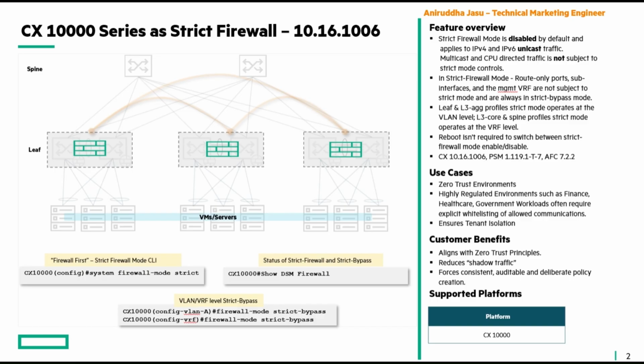To enable bypassing, that means if for certain VLANs you do not want certain traffic to be strict firewalled, you can choose that by going under the VLAN context and entering firewall mode strict bypass. Or you can go to the VRF, which you would usually do in an L3 core and spine profile, and enter firewall mode strict bypass. The supported platform on this release is CX 10,000.